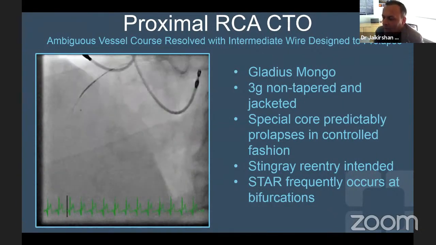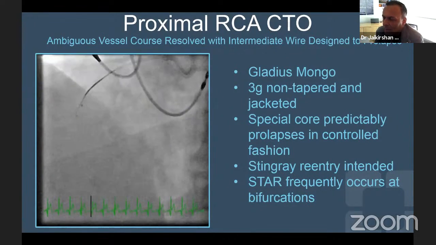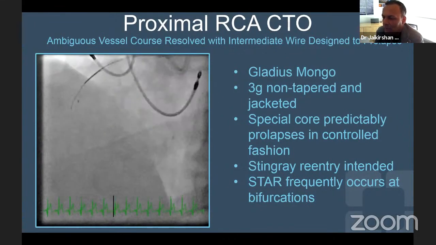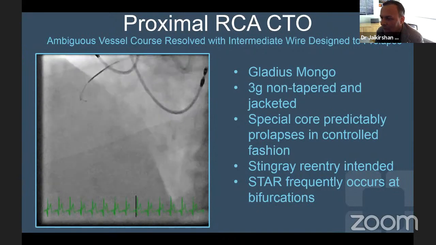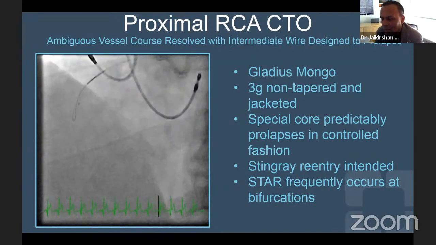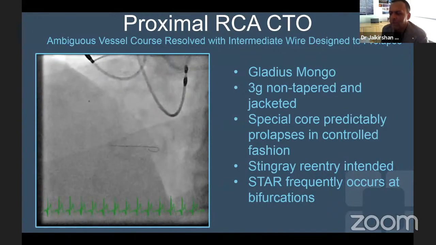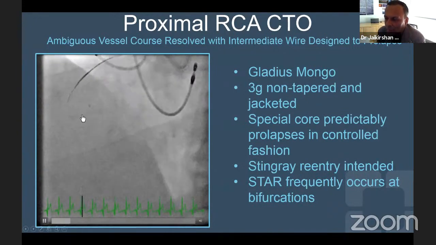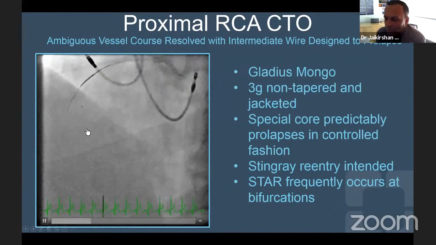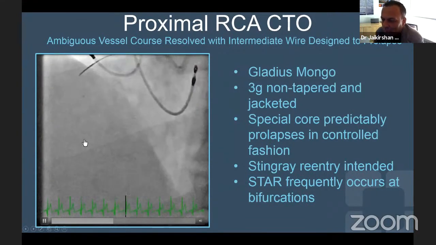But this wire is 3 grams, polymer jacketed, non-tapered, and it's designed to prolapse. Its purpose is to prolapse and get subintimal. So we use this wire to set up a Stingray. But what's really interesting about this wire is very frequently as the wire prolapses, it will create a star. And we see this very frequently.